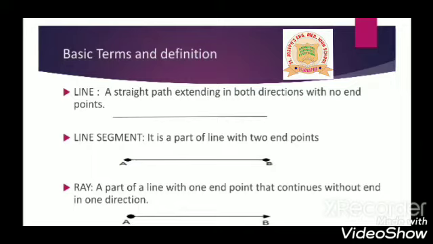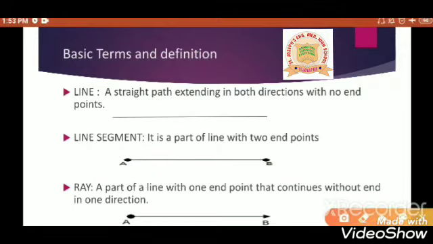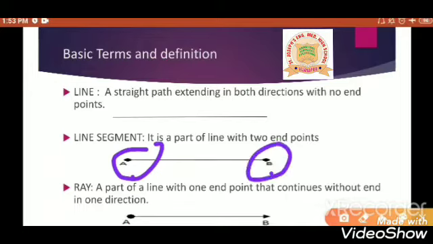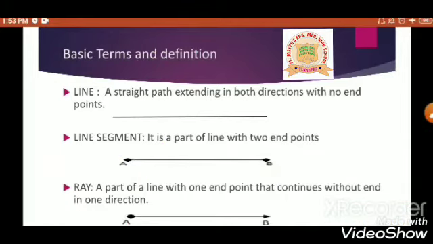Now second is the line segment. It is a part of a line with 2 end points. See the diagram there. There are 2 end points for that line, that is A and B. So it is called a line segment. A line segment is a part of a line with the 2 end points. Then only you call it a line segment.